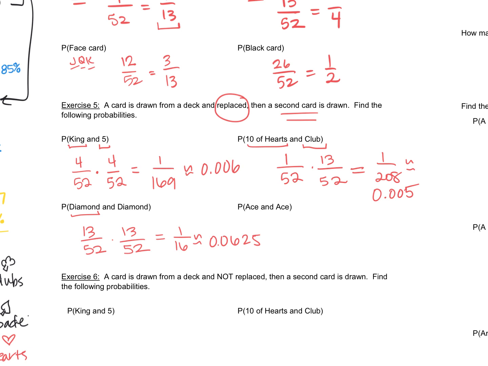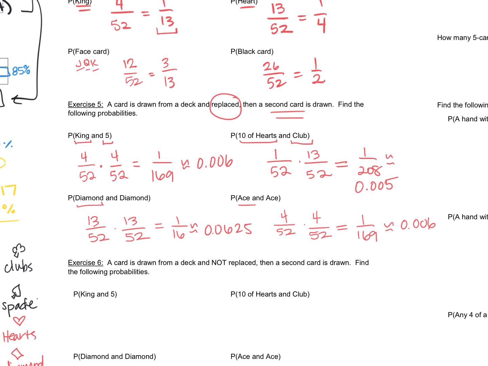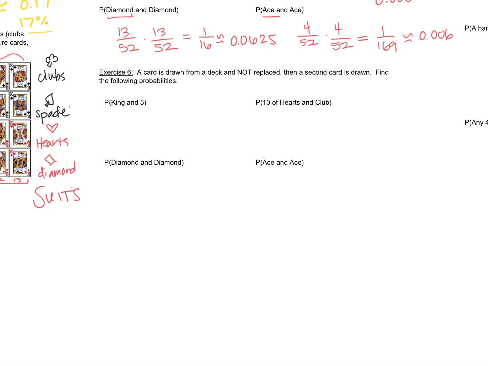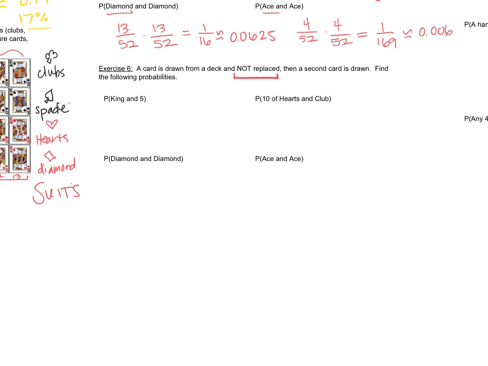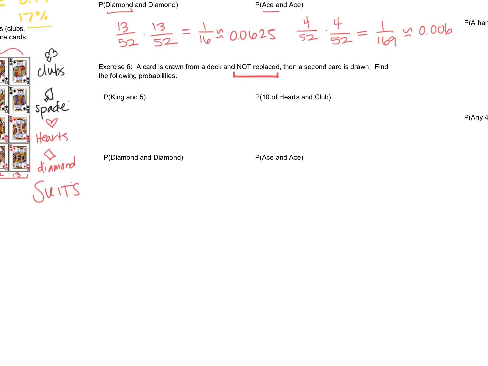Now to get aces, there is only 4 aces out of the 52 cards. So we're going to have 4 out of 52 times 4 out of 52, which becomes 1 over 169 again, which is about 0.006. Now exercise 6 just changes it up a little bit because it says that we are not replacing. So if we're not replacing, these are not independent. They're going to be dependent.